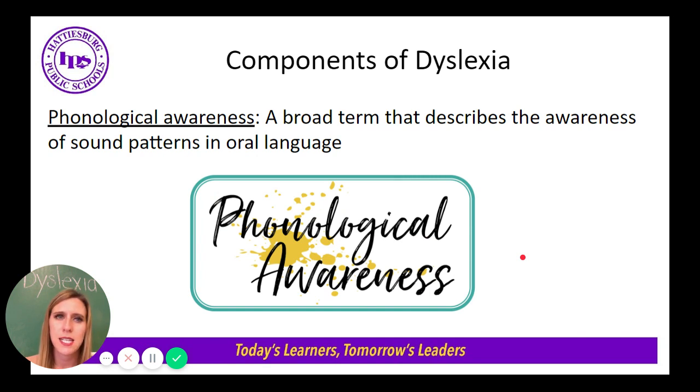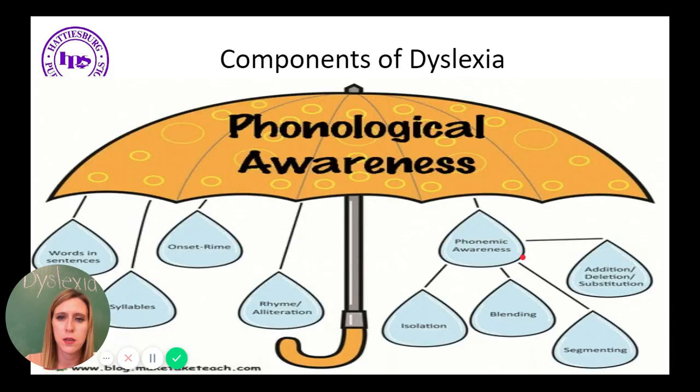The components of dyslexia, eventually I will be doing some tips and tidbits on each of these components, but today we're just going to do a quick little overview. The first and most important component is the phonological awareness component. Now, this is a broad term that describes the awareness of sound patterns in oral language. This is the understanding that sounds and syllables make up words. It's the first step of reading, really. Sometimes it's called an umbrella term, hence this graphic of an umbrella. It includes syllables, words and sentences, rhyming and alliteration.